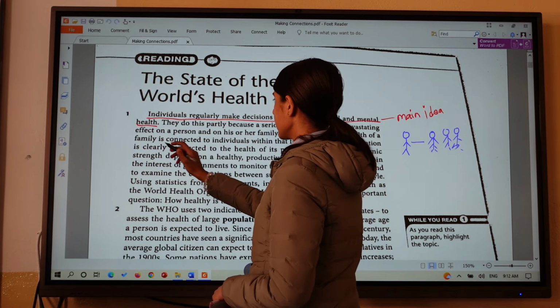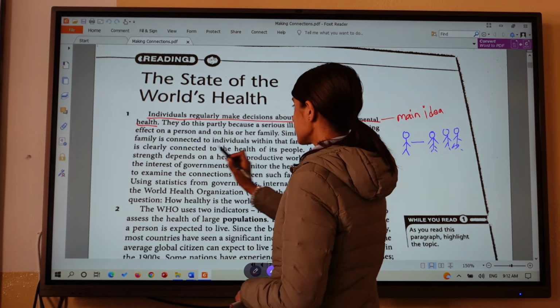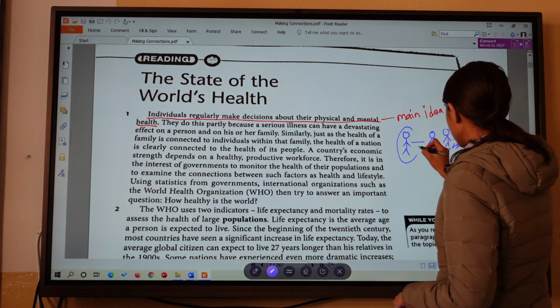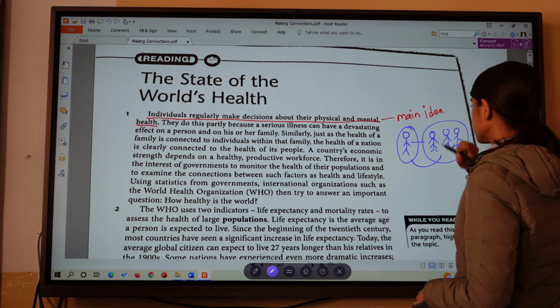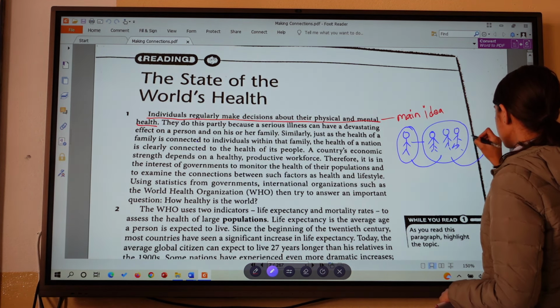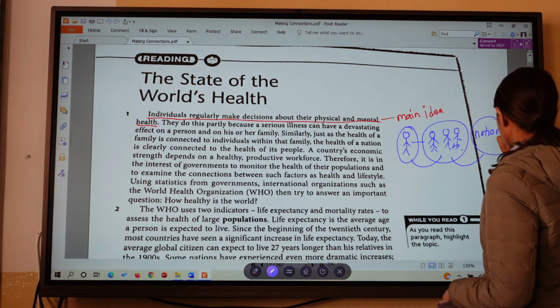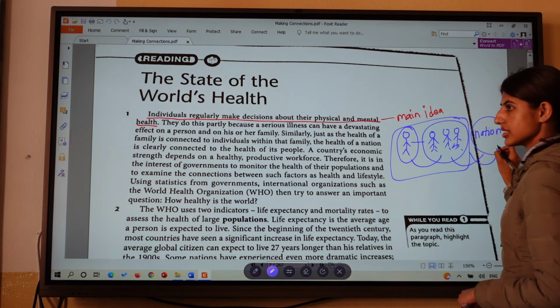Similarly, just as the health of a family is connected to the individuals within that family, the health of a nation is clearly connected to the health of its people. So the health of a family is related to its individuals, and the health of a nation is related to its people. If the people in a nation are healthy, the nation is also considered healthy.